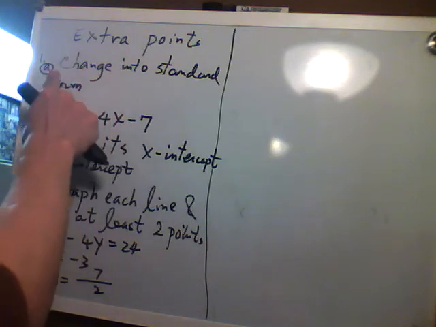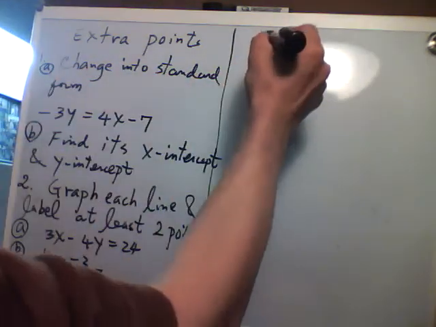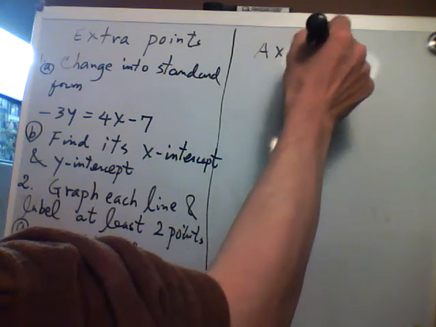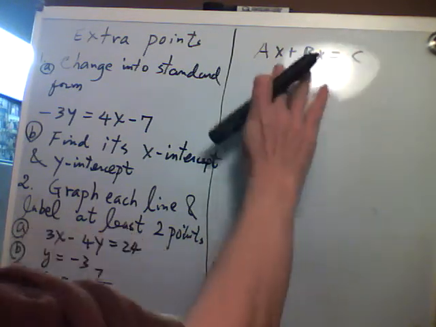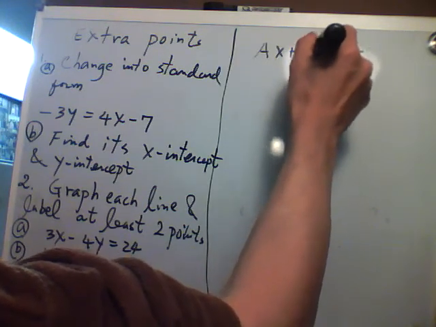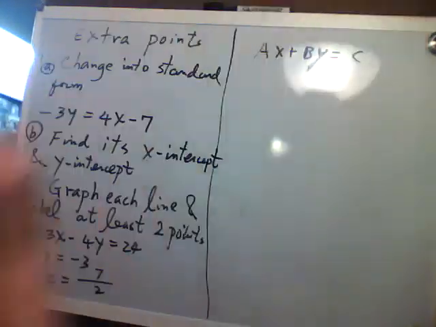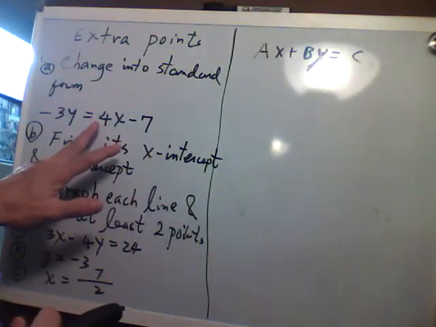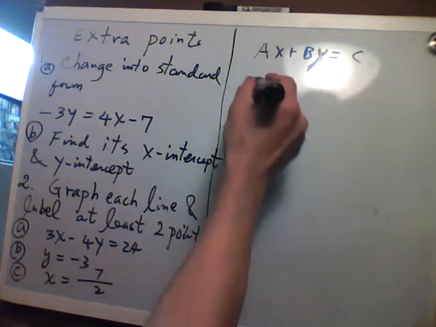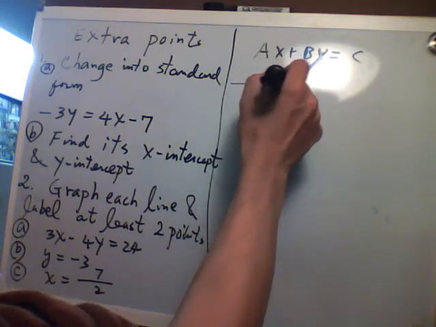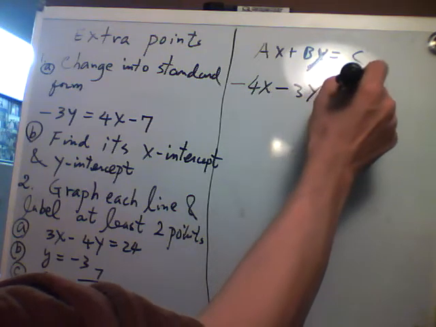So this is number one, changing to standard form. Standard form looks like this, if you check your class notes: two of the variables, x and y, on one side, and a number on the other side. All you need to do is change into that. In this case, you subtract 4x from both sides. You should have negative 4x, negative 3y equals negative 7.